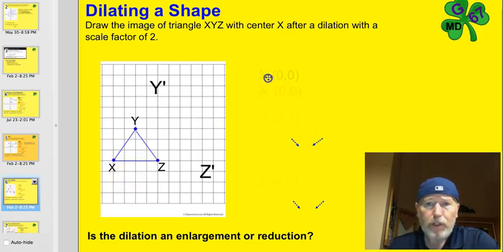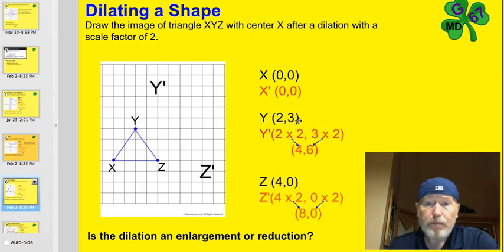Well, let's just start off and let's just say that X is 0, 0 then. And X prime would be 0, 0 because it's going to stay fixed. So we can just determine what Y's coordinates are from X. So that's 1, 2, 1, 2, 3. So Y would be 2, 3. Multiply each side of that coordinate pair by our scale factor, and our Y prime is going to be 4, 6 up here.